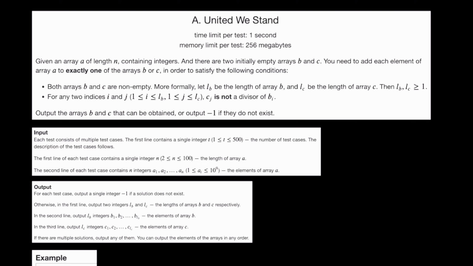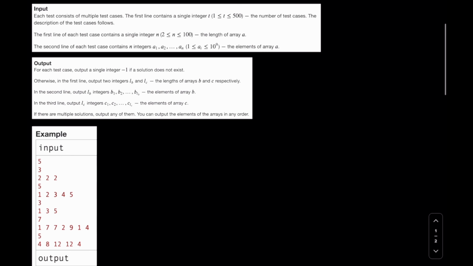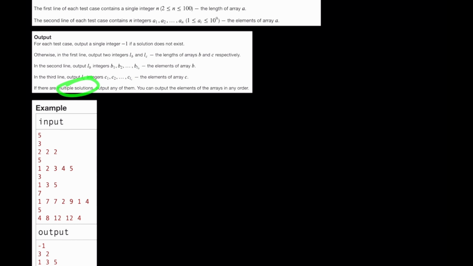Output the arrays B and C that can be obtained, or output -1 if they do not exist. So we need to output -1 if the solution does not exist. Otherwise, we need to output the lengths of both arrays and then the arrays themselves. If there are multiple solutions, output any of them. You can output the elements of the array in any order.